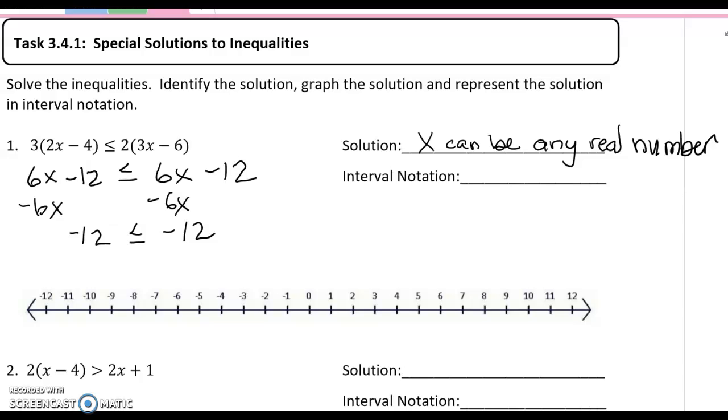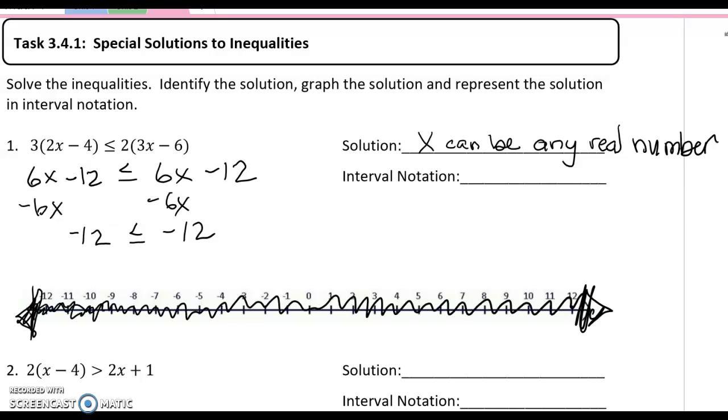Now we need to know how we're going to write that answer in interval notation and how the graph is going to look. Well, let's start with the graph. Again, we said that x can be any number. So with respect to the number line, this is the way that we're going to graph that concept. The entire number line is going to be shaded, because again, x can be any number.